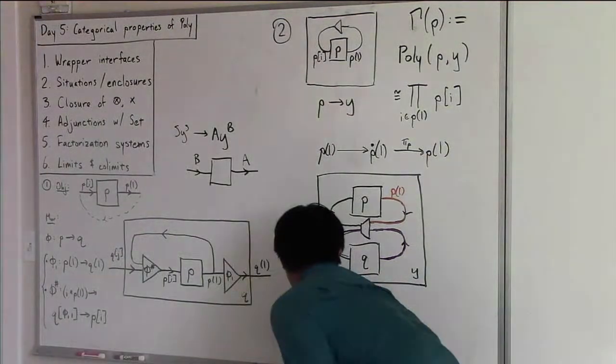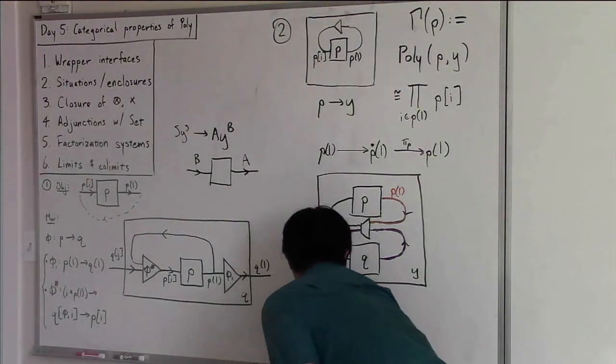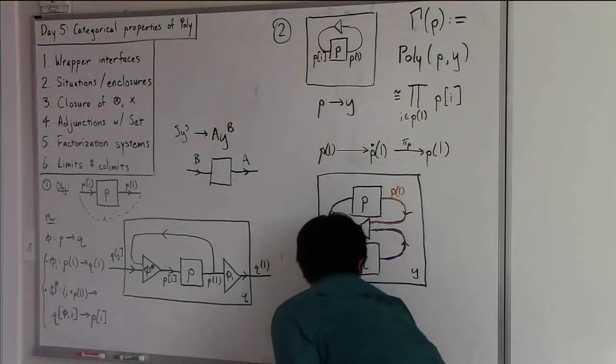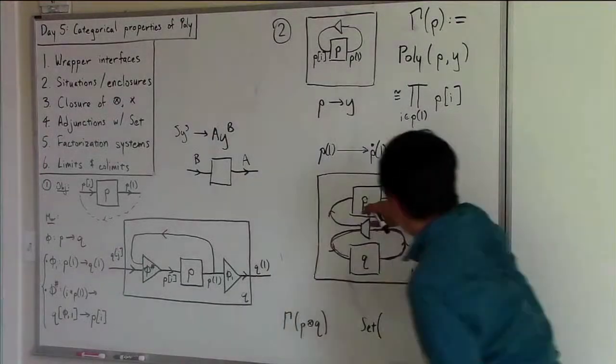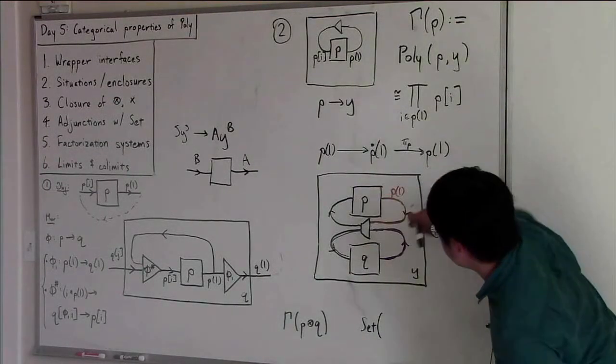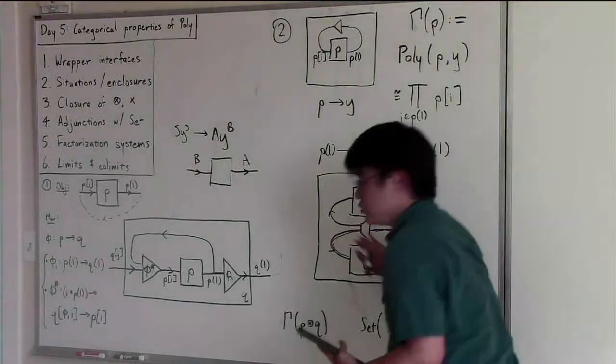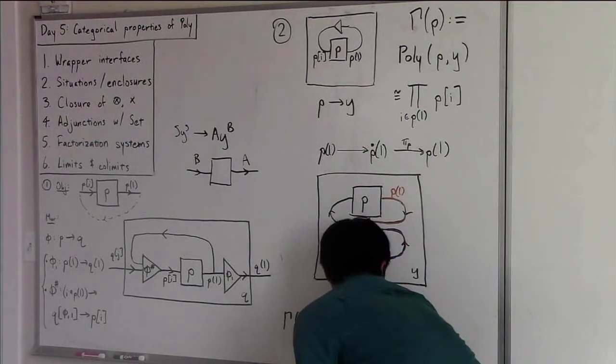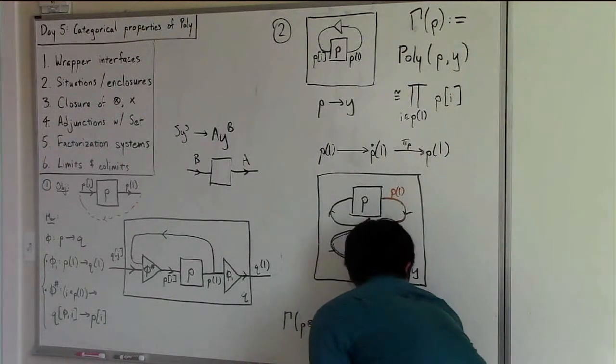And so in some sense, there we have a function that sends every fixed position of p to an enclosure of q. Now, I'm just going to omit the parentheses here.